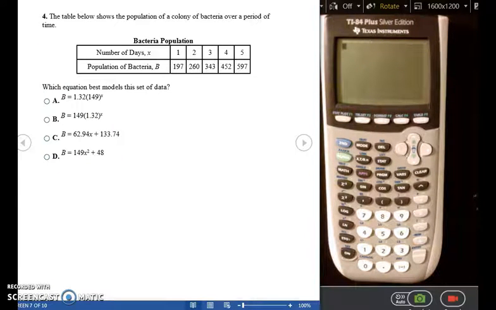This next question is a little bit different than all the other questions we've gone over.